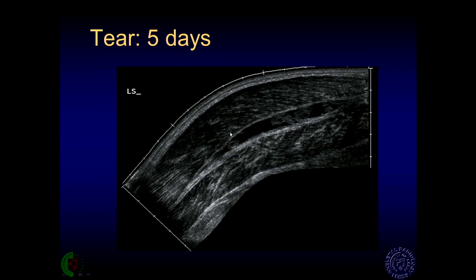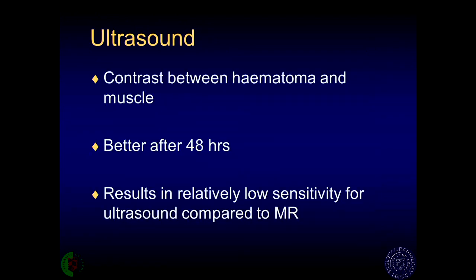So again, this is a tennis calf, extended view image showing the hematoma liquefying with little lumps of clot sitting within this fluid. So the best time really to image these tears is to image them later rather than early with ultrasound. And at that time, you use the contrast between the fluid and the muscle to show you how severe the tear was. All these problems with ultrasound tend to give you a relatively low sensitivity for ultrasound compared to MRI.